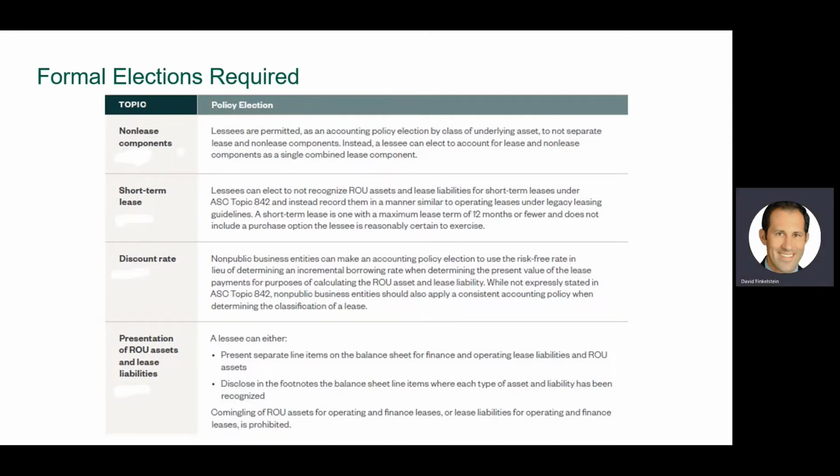You also have to make a policy election around discount rates. For non-public business entities, you can make an election to use a risk-free rate in lieu of determining an incremental borrowing rate when determining the present value of your lease payments for the purposes of calculating your asset and liability. While it's not expressly stated in 842, non-public business entities should also apply a consistent accounting policy when determining the classification of a lease.